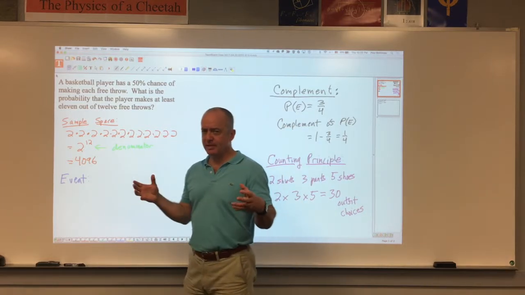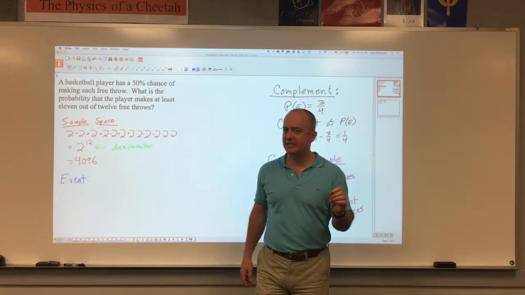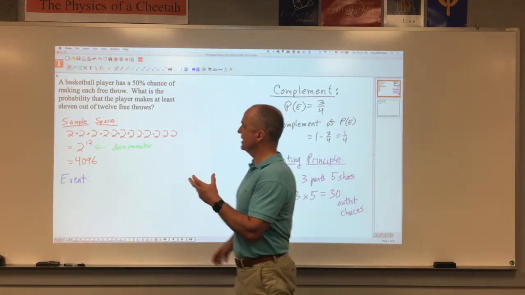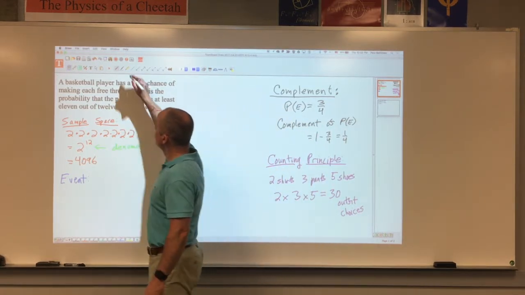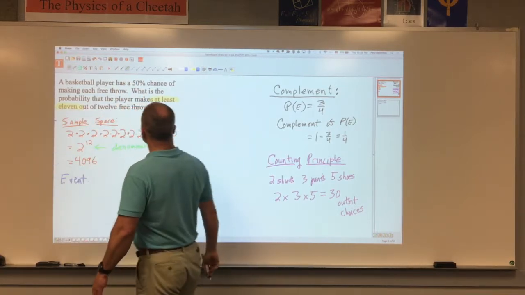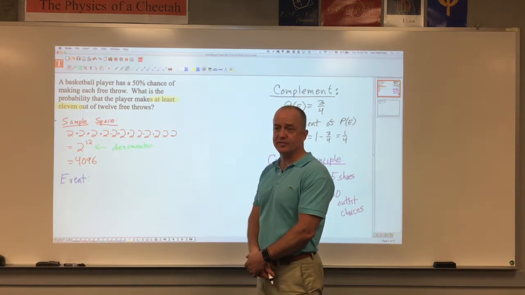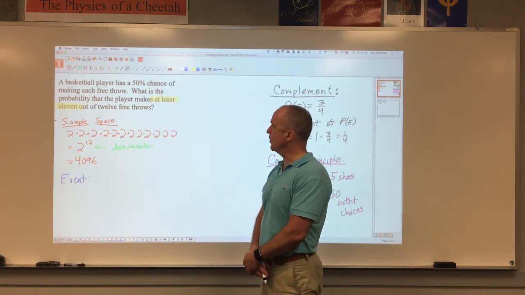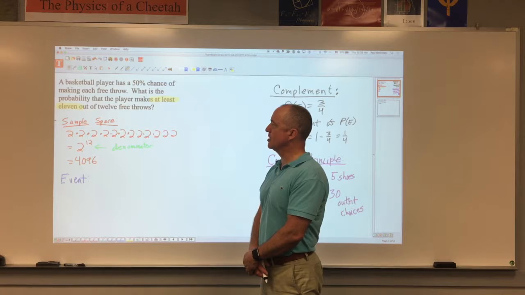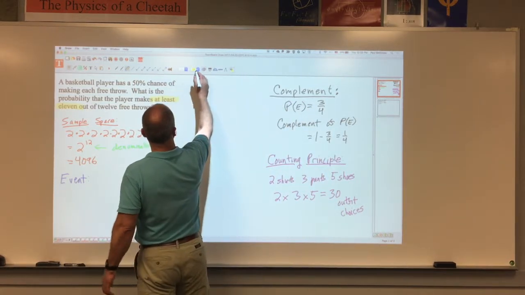Now, if you think of this as one big experiment, we would add up all the different events. First, there's the event. Because we're going to say at least 11, that means they want to know the probability of him making 11 or 12 of these free throws, right? So we need to find the probability of him making 11 or the probability of him making 12. We need to be able to count the number of ways that can happen. The 12 is kind of the easy one.